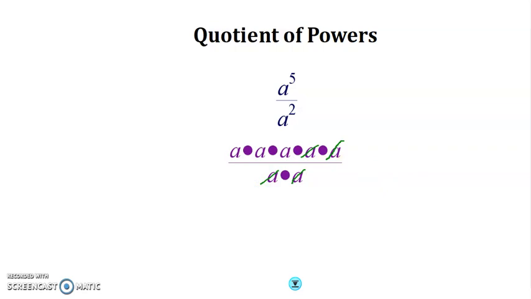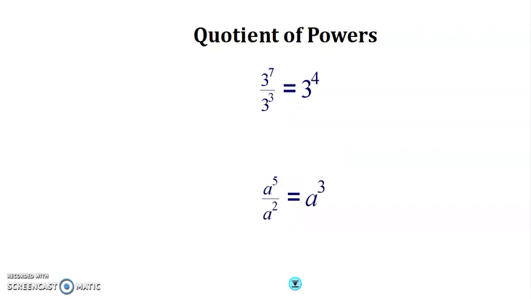And what are we left with? We are left with 3 factors of a multiplied together. That is the same thing as a to the 3rd power. So now if we look at those two examples together and take a look at their exponents in particular. In the first example, the base of 3 doesn't change, but notice we went from a 7 and a 3, and that became 4. So what do you do with 7 and 3 to get 4? Well, you subtract. So here we're keeping the base the same, 3, and we're taking 7 minus 3.